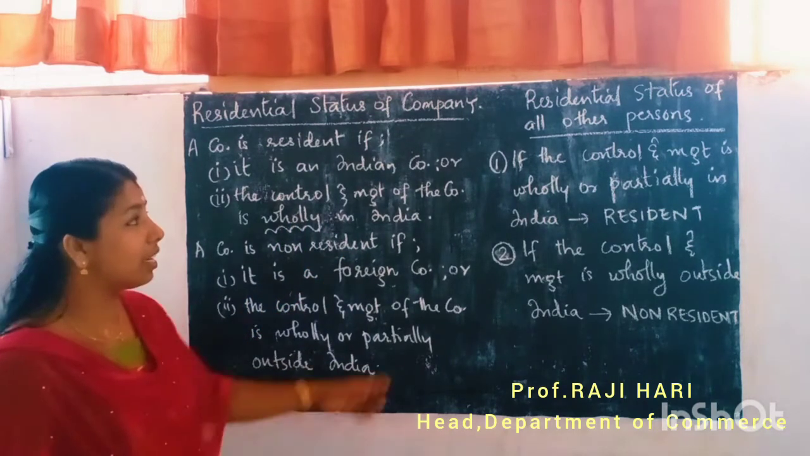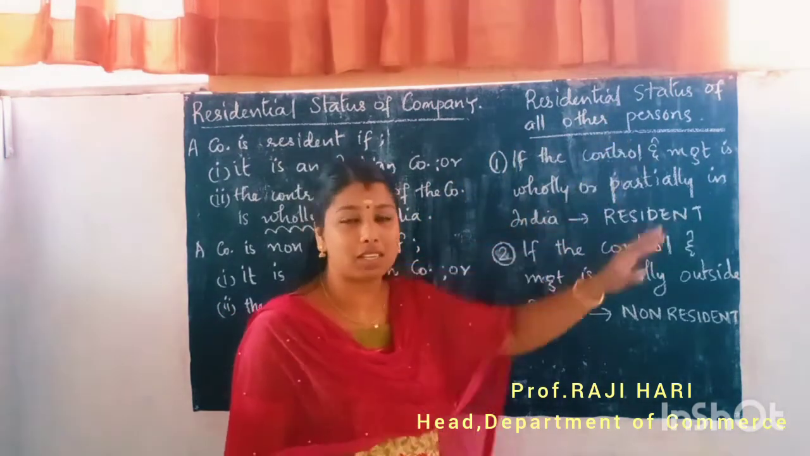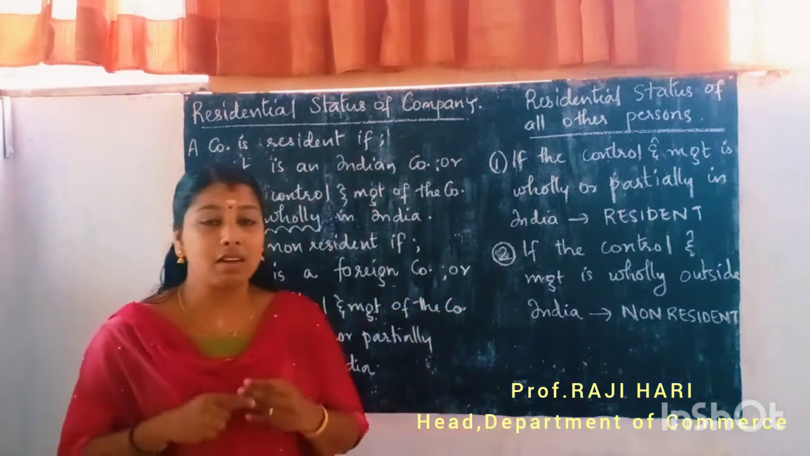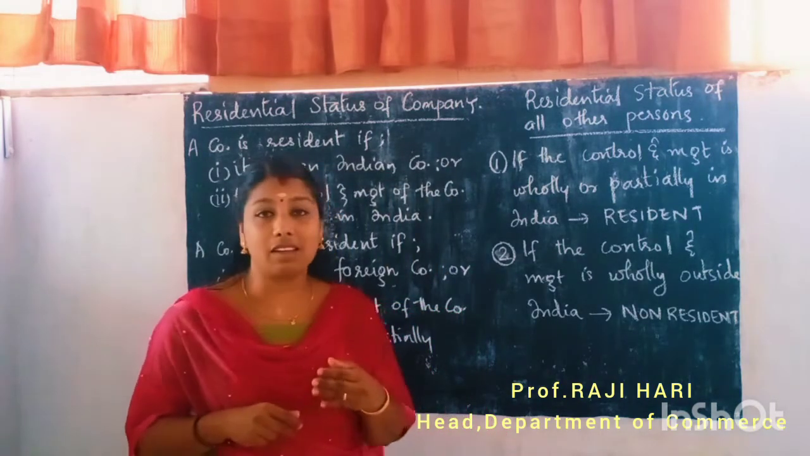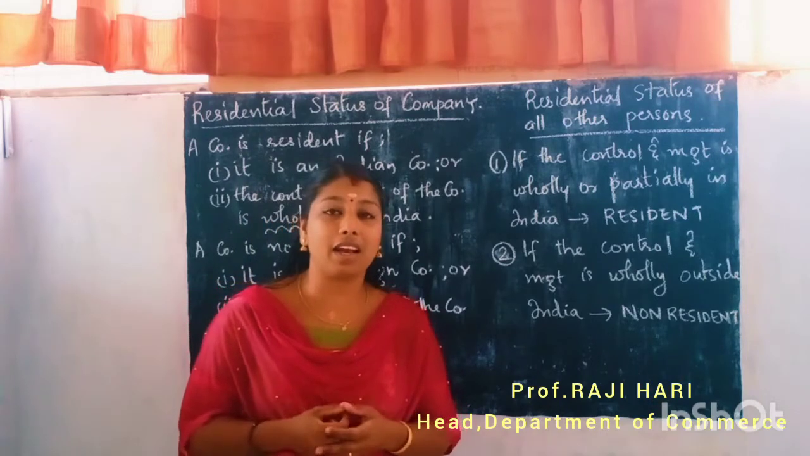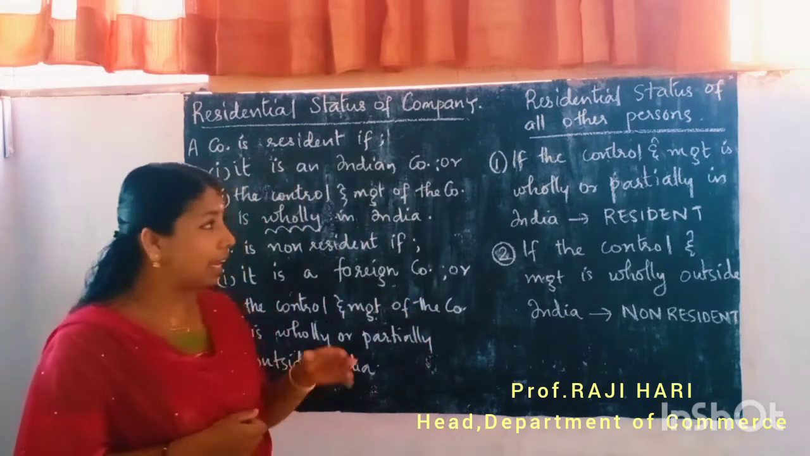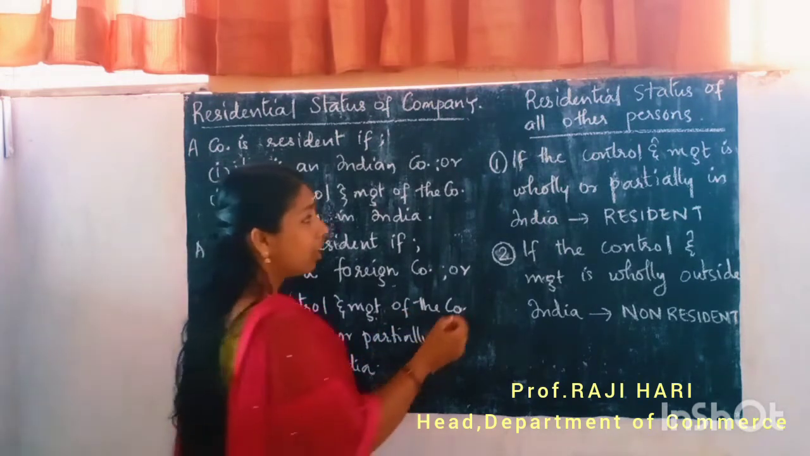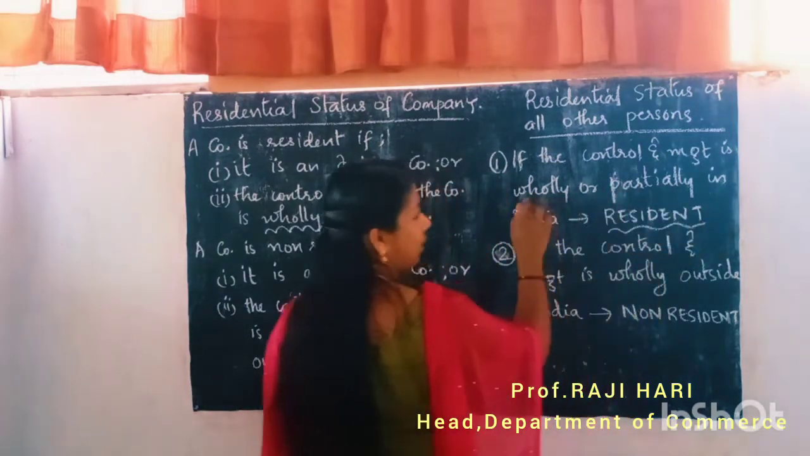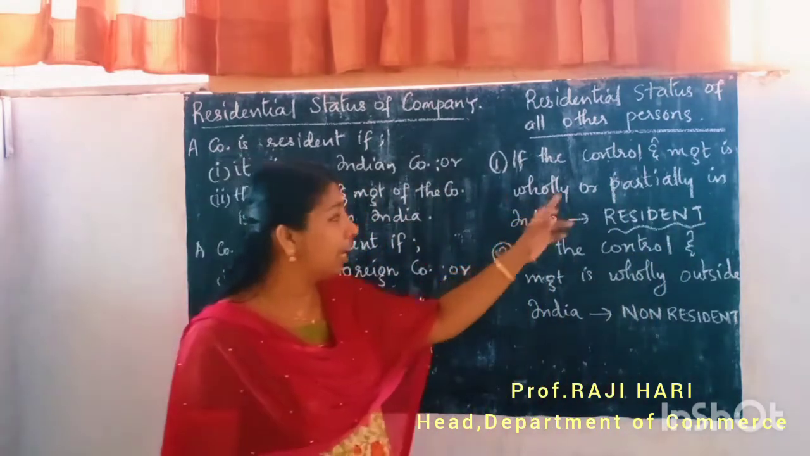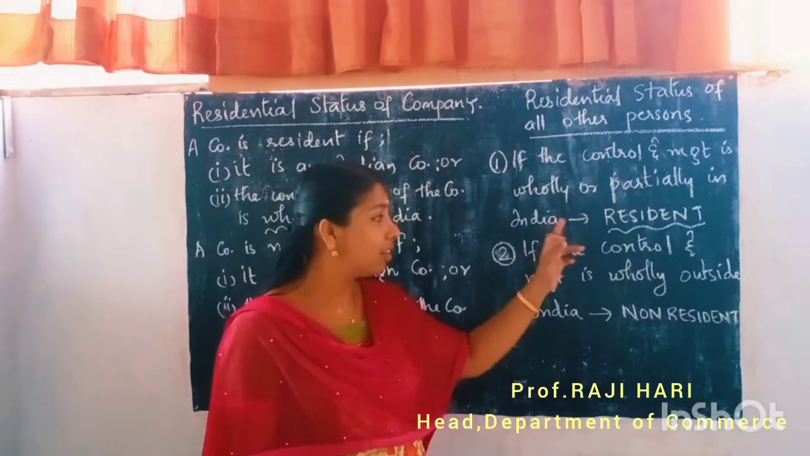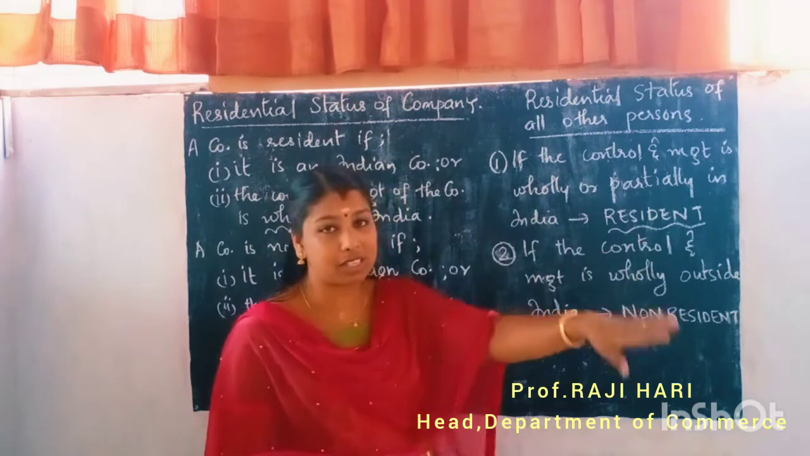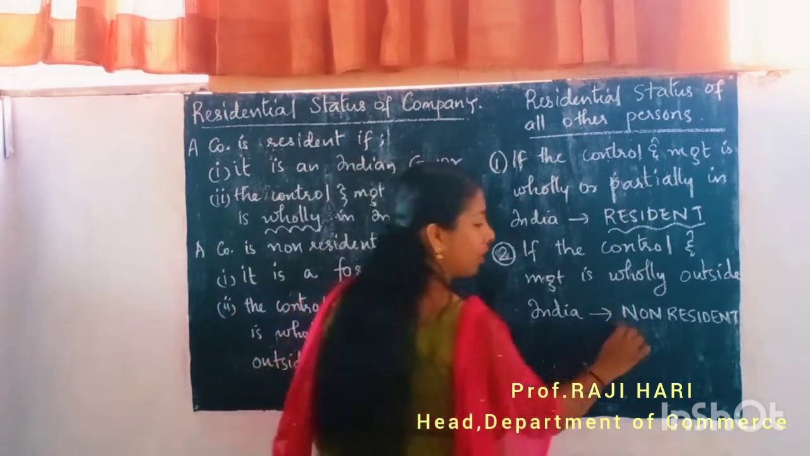So next is the residential status of all other persons. What are the other persons? A firm, association of persons, body of individuals, then local authority and artificial juridical persons. They can enter only two residential status, either resident or non-resident. If the control and management of the person is wholly or partially in India, that person is resident. If the control and management is wholly outside India, that person is non-resident.